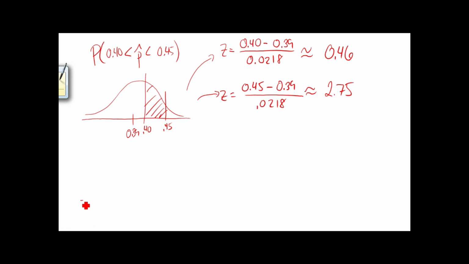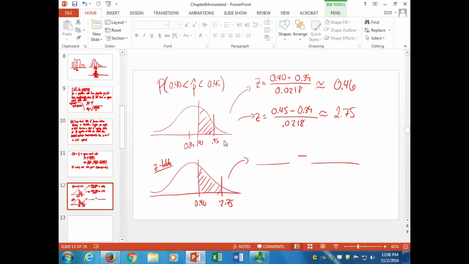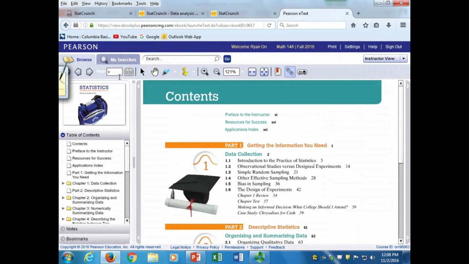So what we're really going to do is get this probability off the z table between 0.46 and 2.75. And how do you do that? We need to get the big probability and subtract off the small probability. So we just need to look these up in the table. Let me get out of here. I'll look up 2.75 first.